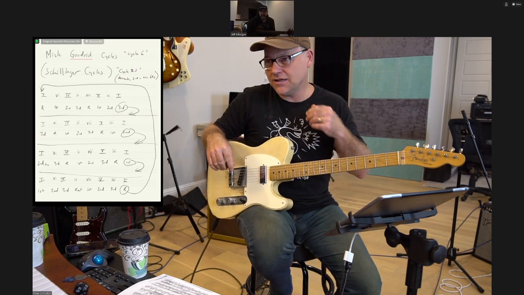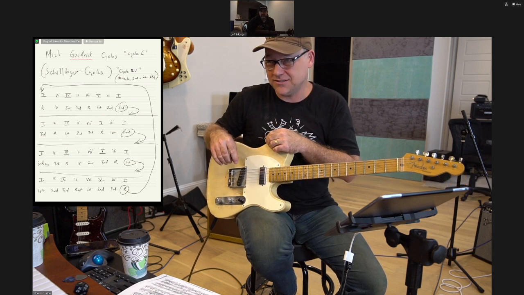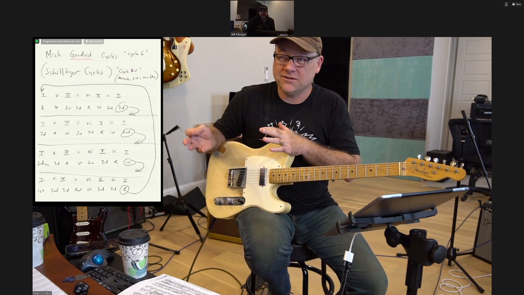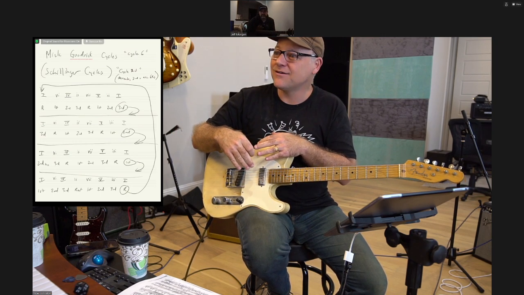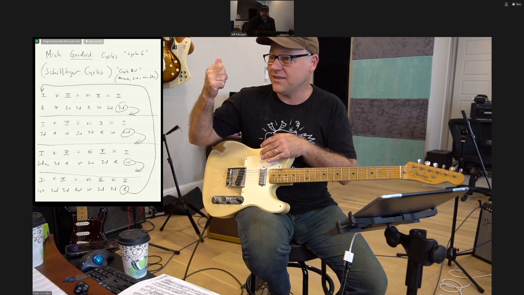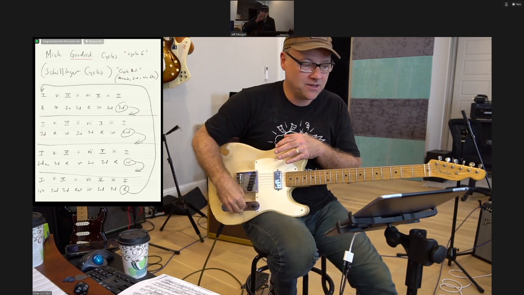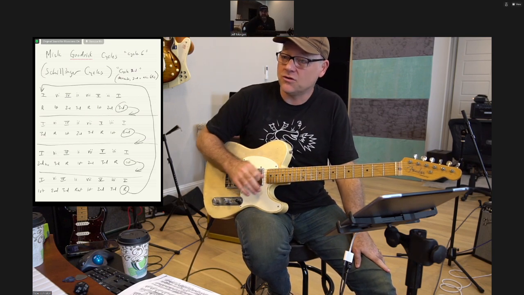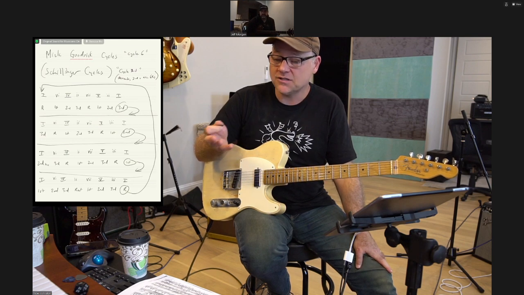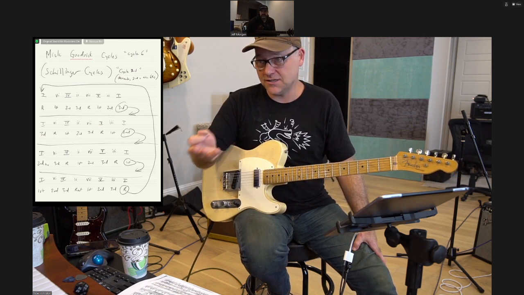So this is something he calls cycle 6. Schillinger would have called it cycle of a third. Schillinger calls it by the descending interval, and Mick Goodrick calls it by the ascending interval. So here's something where you can go through the entire scale and be playing every single seventh chord inversion that exists in the major scale.